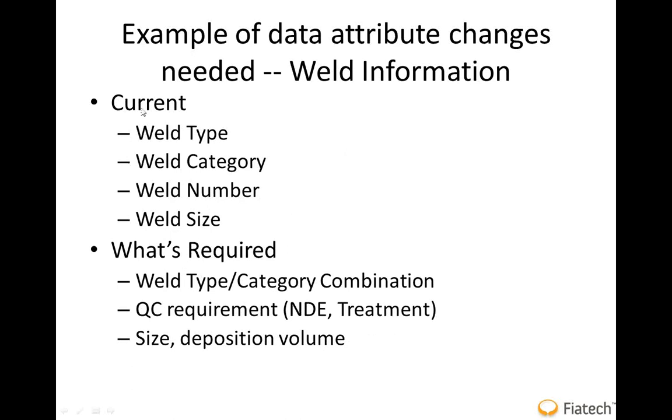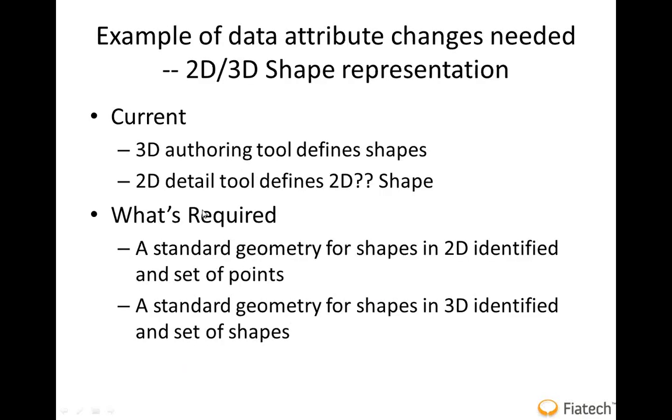This is another example. We can see the weld type, weld category, weld number. This is what we have, while from our side, what we need is the weld type, category, combination, and what the PC requirements are. These are nothing but samples to show you what we are receiving and what's important for us.